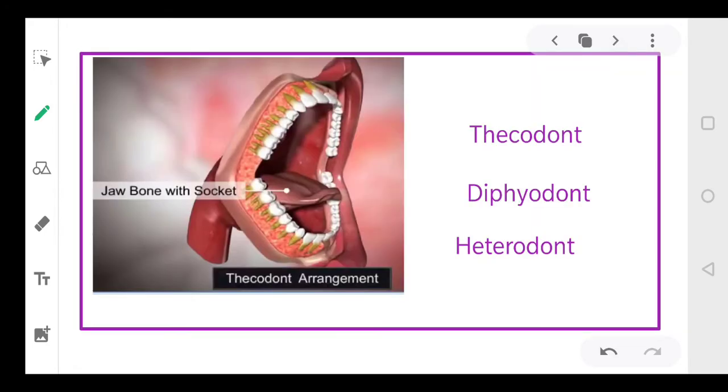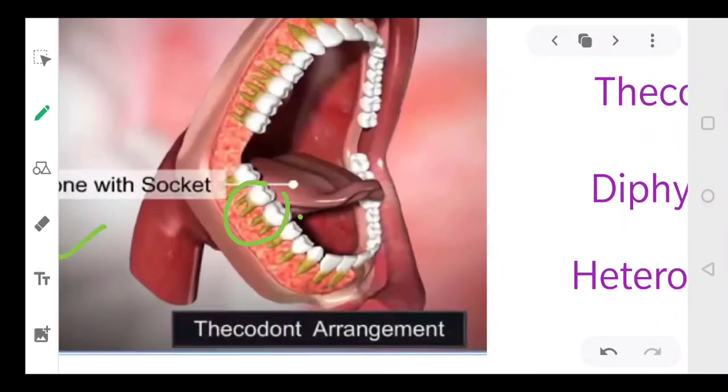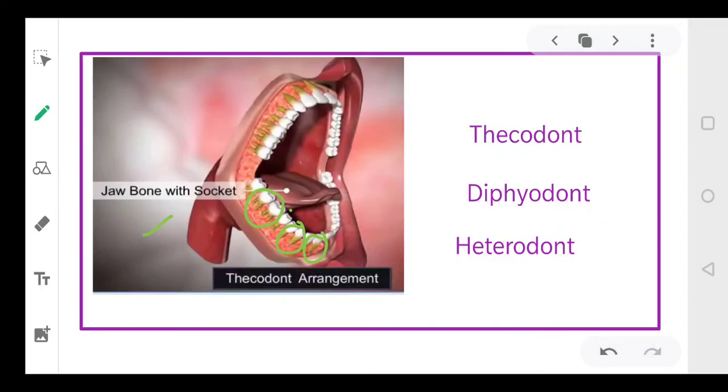Now in case of teeth, if you open your mouth, we observe that your teeth are embedded into the jaws. That is why we call your teeth thecodont. Thecodont means the teeth are embedded into your jaws, right?